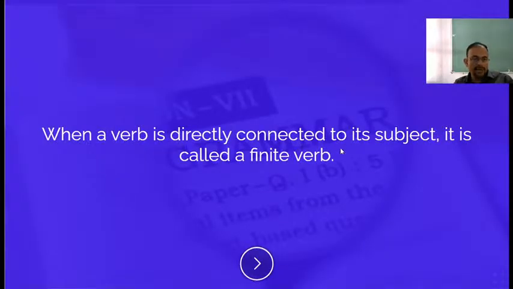When a verb is directly connected to its subject, it is called a finite verb. For example, I saw him yesterday. So saw is a finite verb because it is directly after the subject, right? But another example: this is the man whom I saw yesterday. Or you can say, this is the man who is responsible. So the first is is the finite verb because it is connected with this, not the second is. Okay, so a finite verb is directly connected to its subject.